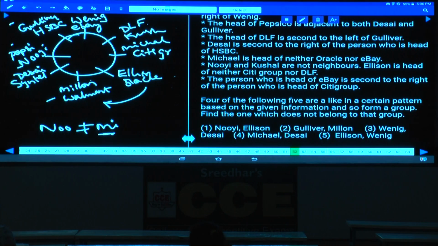Next one, Michael and Desai. Michael and Desai, 1, 2, 3. Michael is third to the right of Desai. Isn't it? Then what is your answer here? Choice 4, the exception. In the remaining pairs, the first person is third to the left of the second person, but here it is the right hand side.